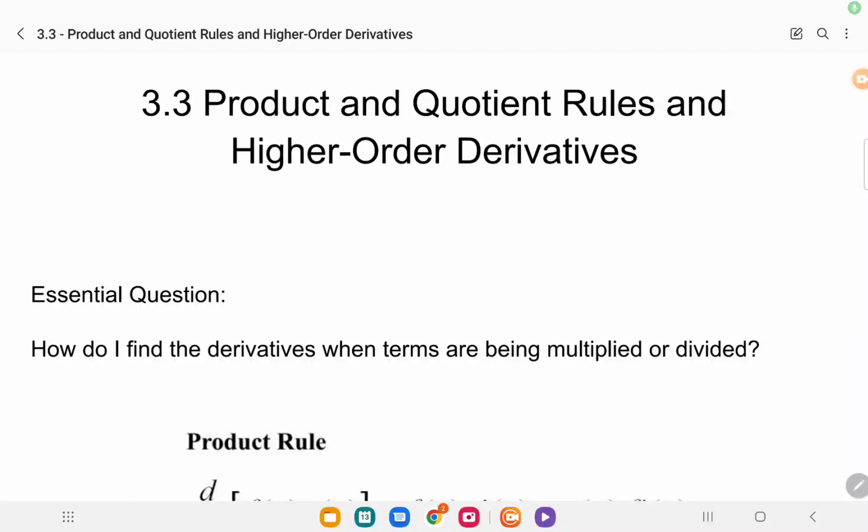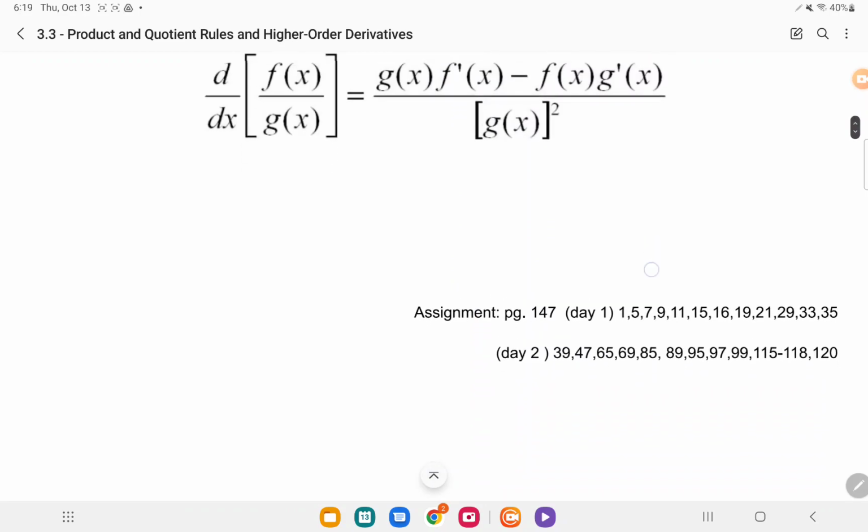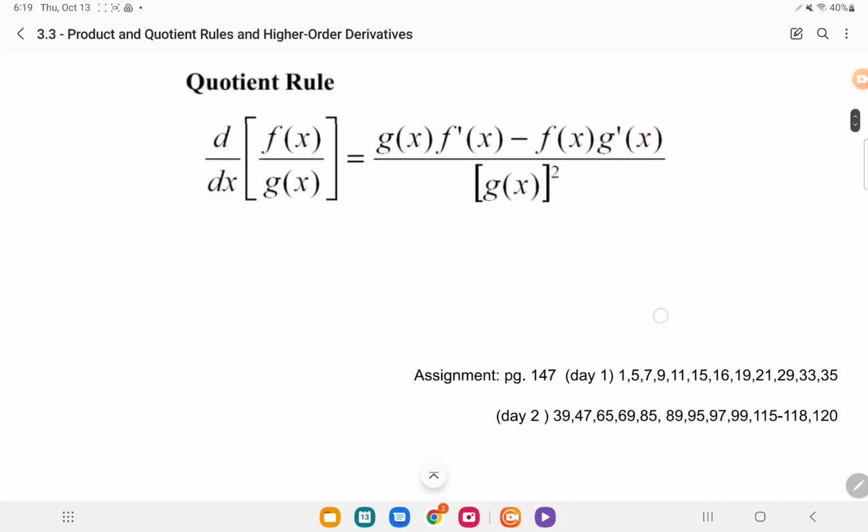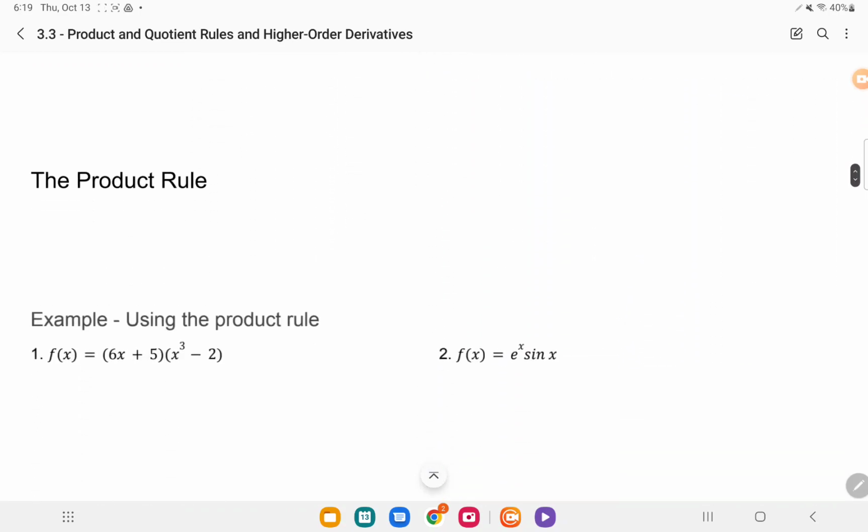In this video, we're going to be taking a look at the product and quotient rules, and then also higher order derivatives, and we'll talk about what that means. So here's just a product and quotient rule right there, but we're going to be going over those.